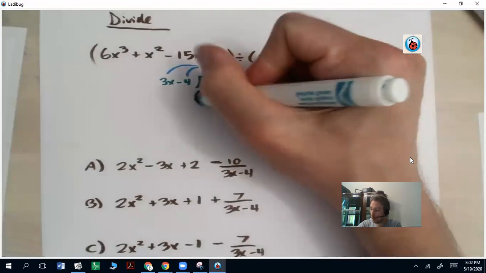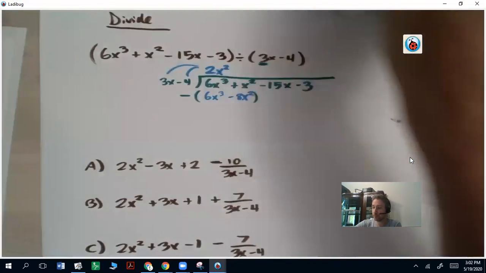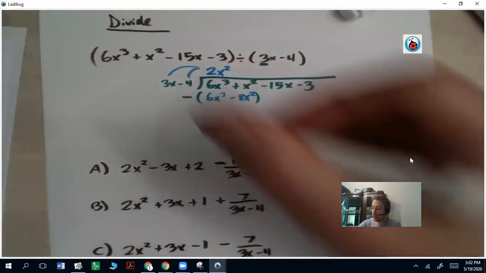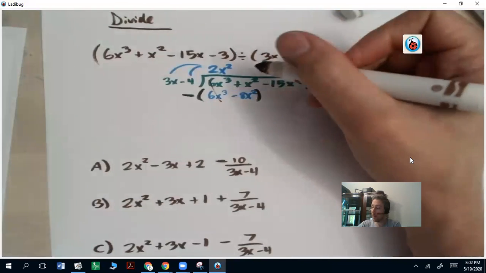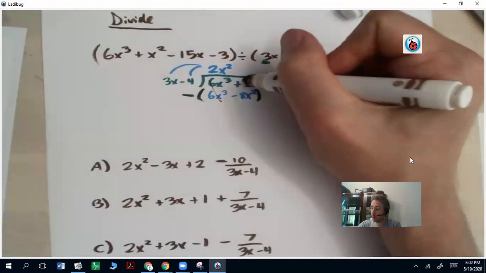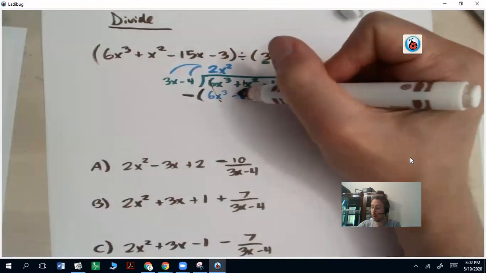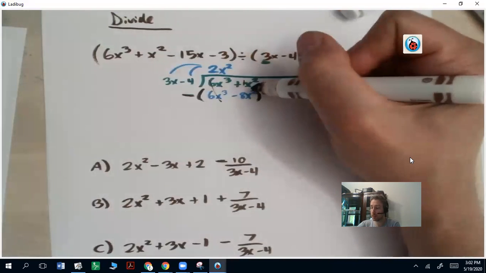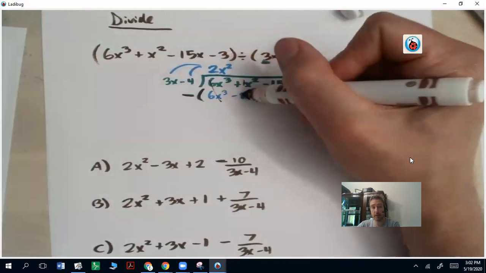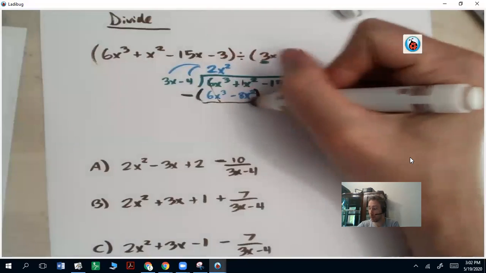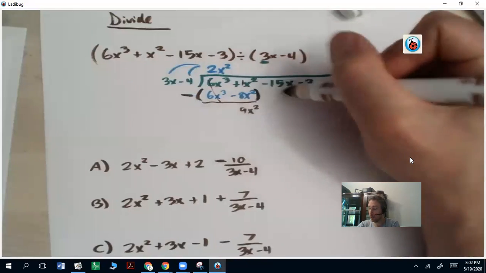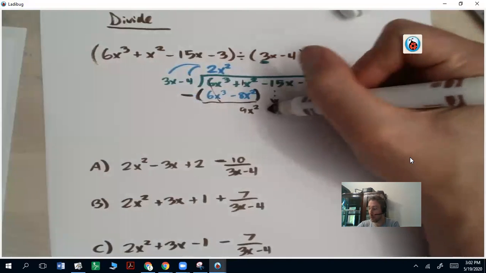Then I'm going to subtract. So we subtract, cancel those out. 1x squared minus negative 8x squared is 1x squared plus 8x squared, which is 9x squared. Let me bring down the next term, so minus 15x.